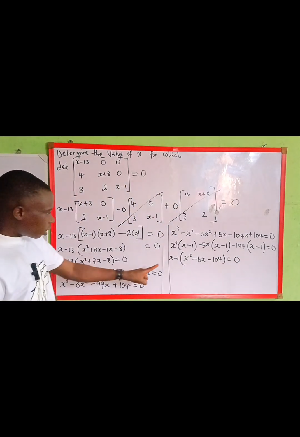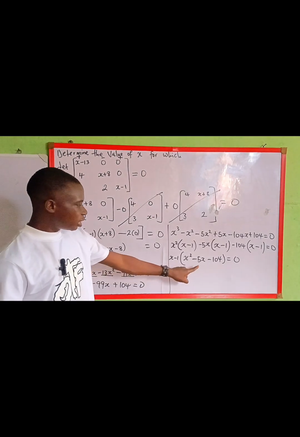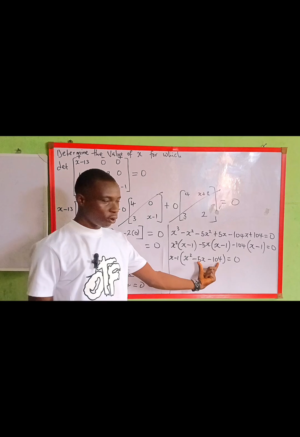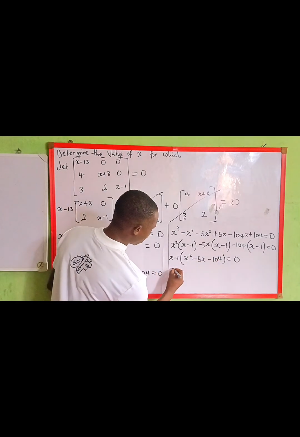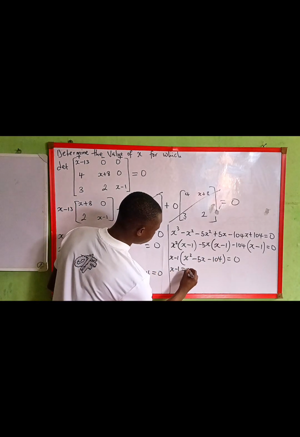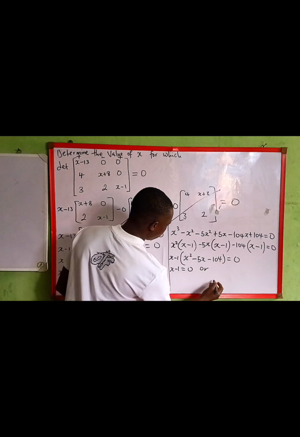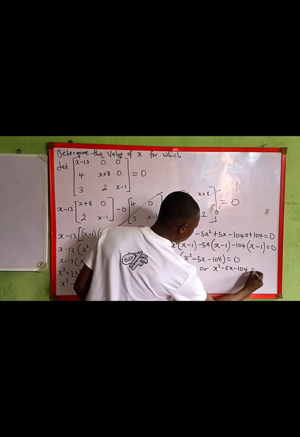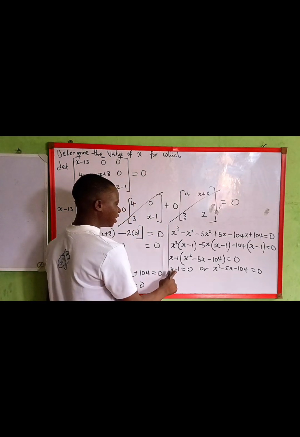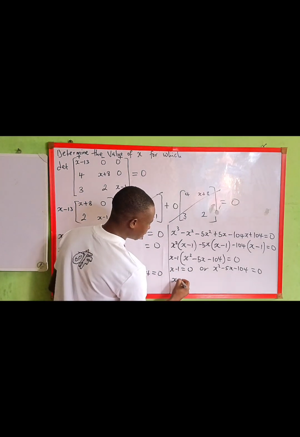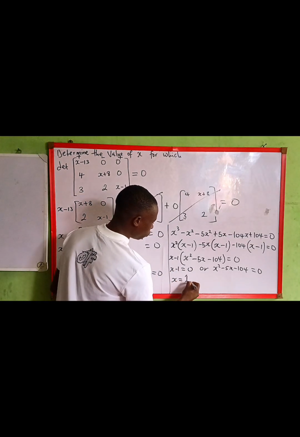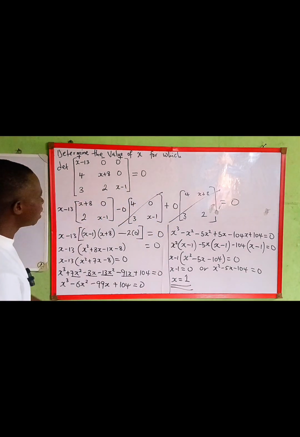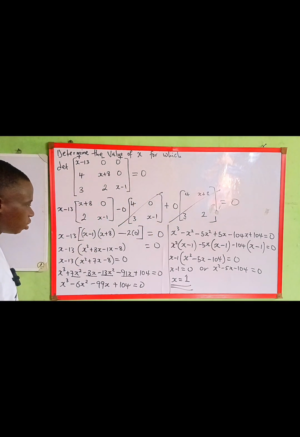So now, what are we going to do? When two terms multiply each other and the result is equal to 0, either the first term is 0 or the second term is 0. So we have x minus 1 equal to 0, or x squared minus 5x minus 104 equal to 0. So when we take this negative 1 here, x will now be equal to positive 1. So here is the first value of x that will satisfy this determinant equation.